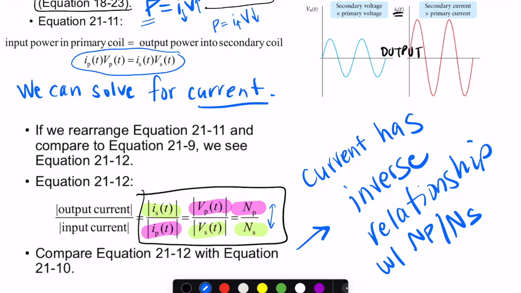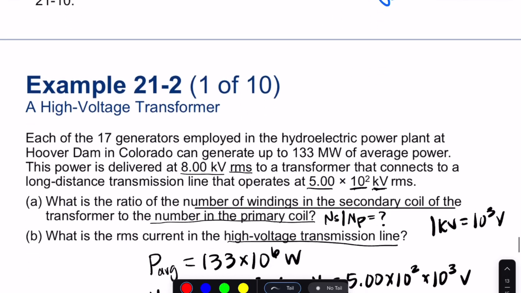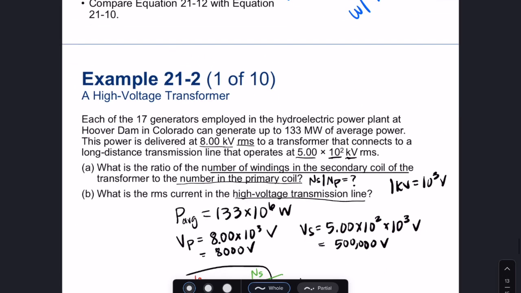Whereas in the voltage ratio, it's proportional. That is because the power must remain constant. So let's do an example.